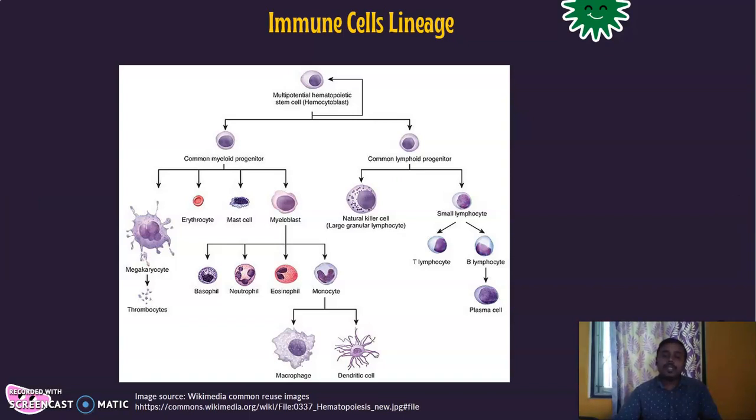This small lymphocyte is going to sub-differentiate into 2 important types of immune cells, which take care of our second line of defense: the T lymphocyte and the B lymphocyte. We can also call them T cells and B cells. The B cells can again differentiate into plasma cells, which produce the antibodies. So this is the basic introduction to the immune cells. In the next video, we will see the individual working of all these immune cells.